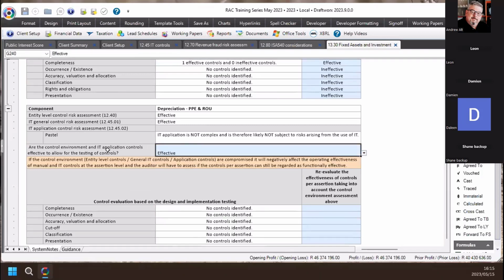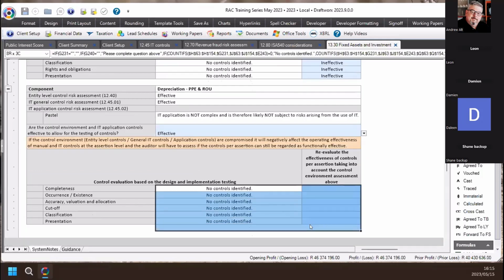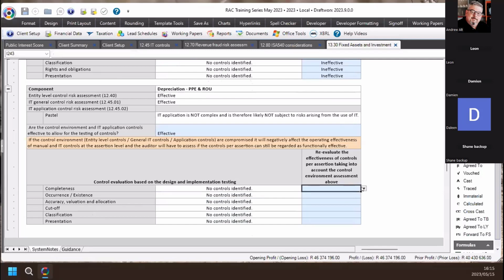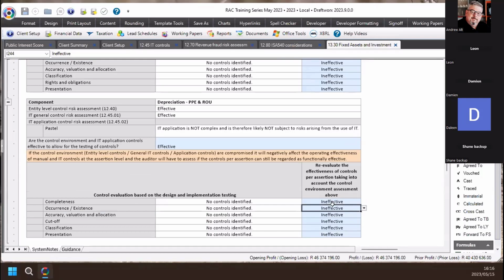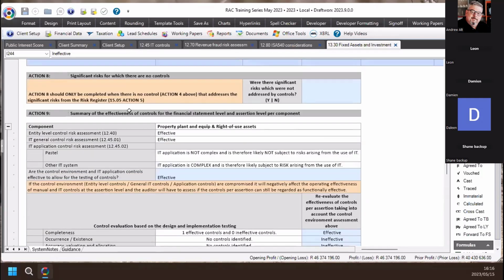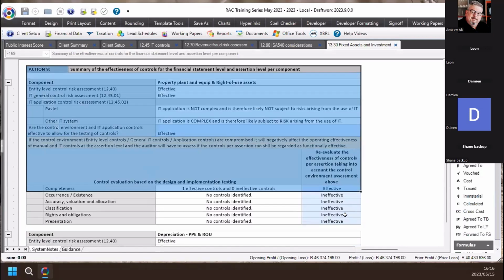That's the general IT controls and the control environment. But I've not identified any controls. So I can just say for my purposes, I can assess controls as ineffective. I'm not actually going to test them in any way. I'm just going to follow substantive testing. So for 1240, 1245, this is the summary we're wanting to get to.